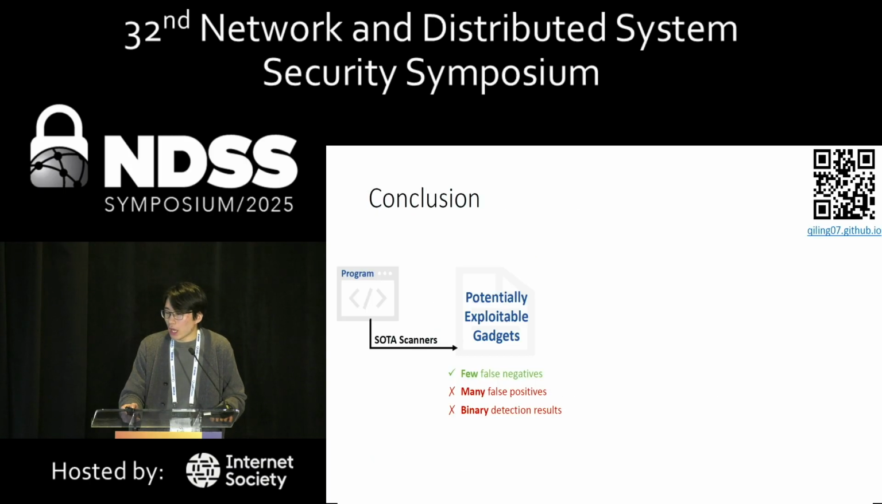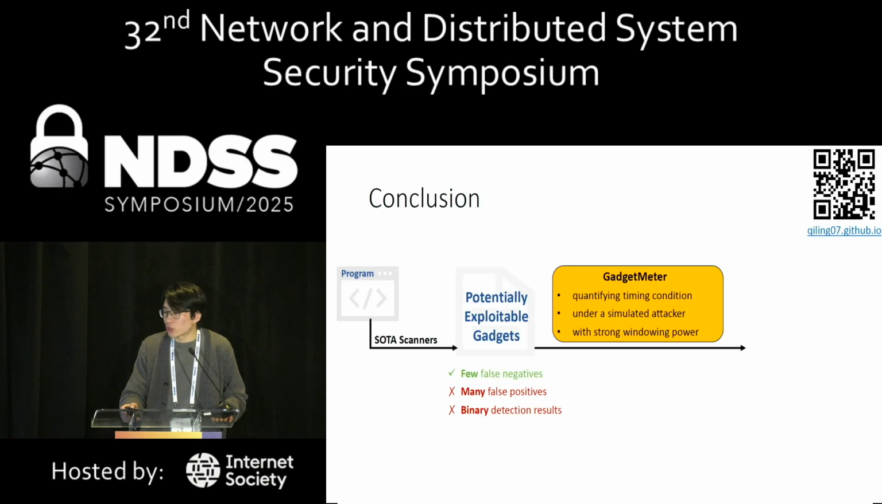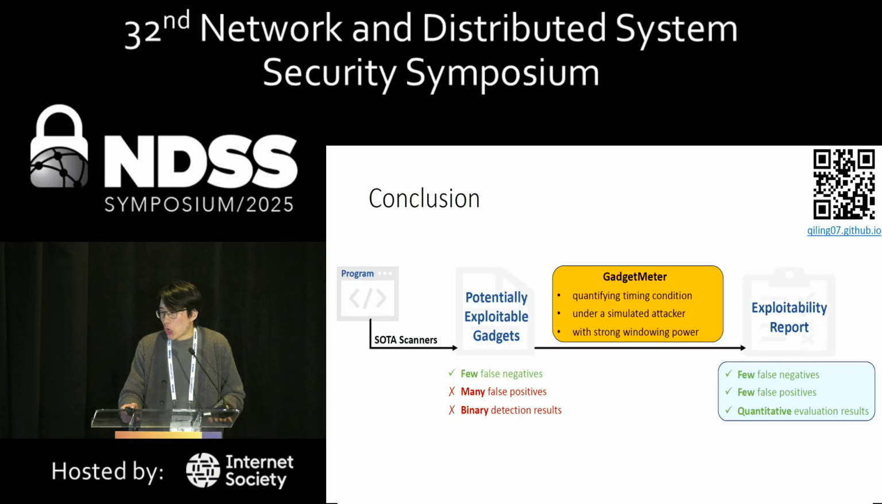In conclusion, we propose GadgetMeter, which quantifies timing condition under a simulated attacker with strong windowing power. With this tool, we generate an exploitability report of all gadgets, which reduces the false positives of existing works and provides a quantitative evaluation result.